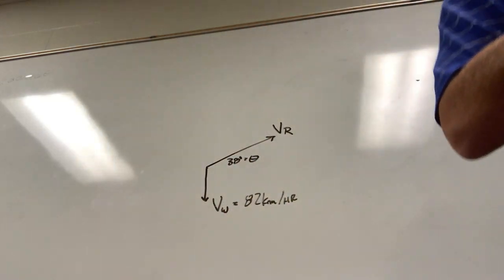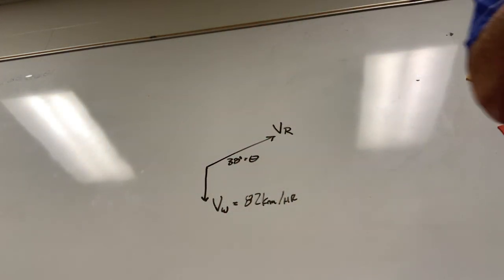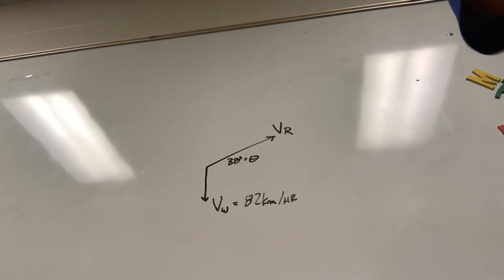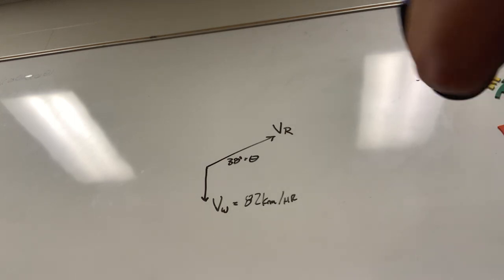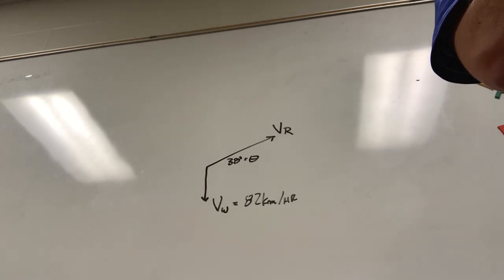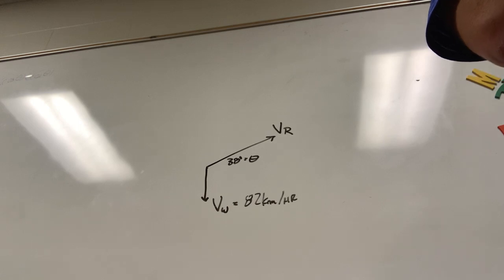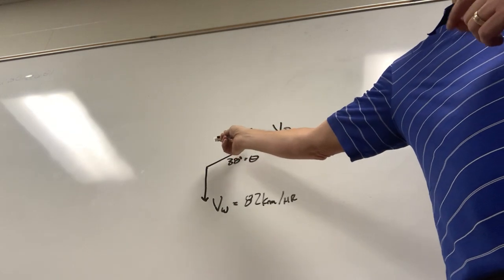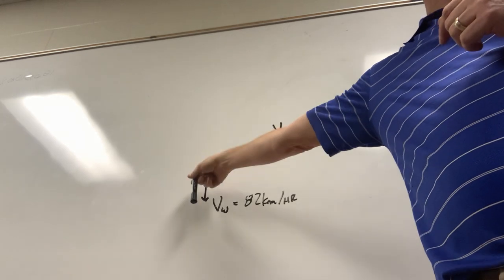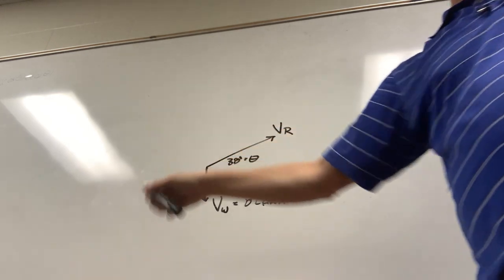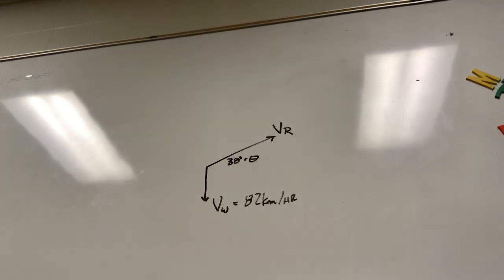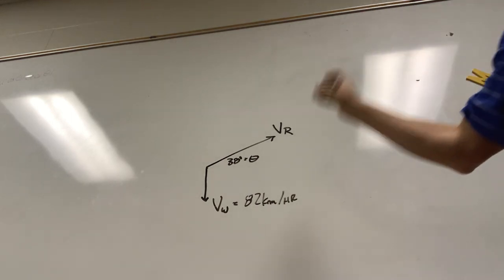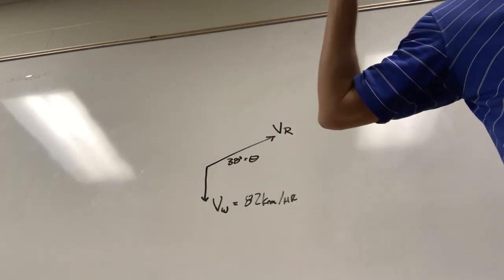Here's the difference between this problem and the other problem you guys did. The other problem said the plane was doing this, and the wind was doing this. That is not what this problem is saying. This problem is saying the plane wants to do this, and the wind is doing that. So before you had a plane vector and a wind vector, and you had to figure out what the result was, which was that. This one's telling you, I want my result to be that direction.